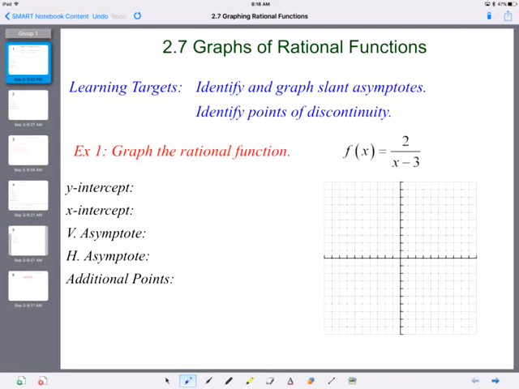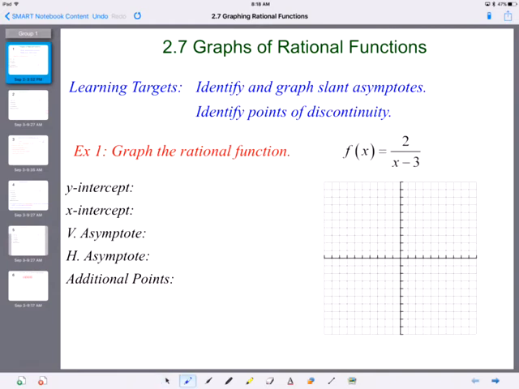Welcome to section 2.7, Graphs of Rational Functions. We're going to identify and graph slant asymptotes, and we're going to identify points of discontinuity. The other day we did vertical and horizontal asymptotes, and we're also going to start graphing some of the rational functions. We will be using the graphing calculator today to help us graph, but all the stuff that we're going to be finding is going to be found algebraically. We're only going to use the graphing calculator to help us find those additional points to make it a little bit easier. Alright, first thing, how are we going to find the intercepts?